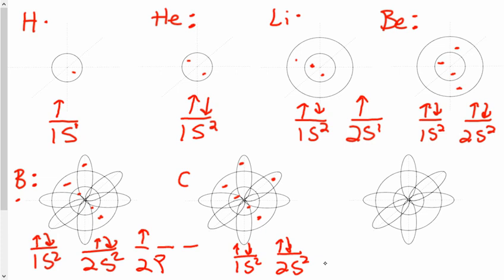Okay, and then we'll have a 2p2. I'm going to draw 3 lines for that. And then I'm going to represent this electron, arrow up. And I'm going to represent this electron, arrow up. Notice how I am not putting it in the same line. I'm going to spread these out.